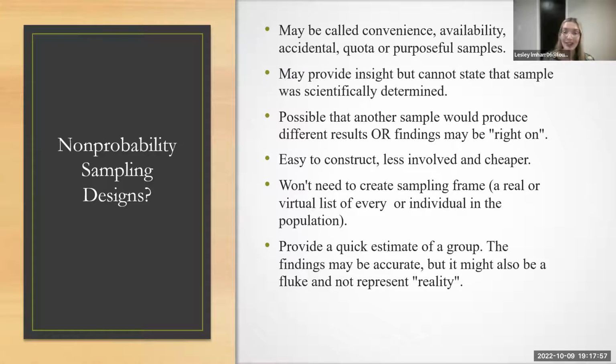You don't need to create a sampling frame, which is a real or virtual list of every individual in the population, because you're just going into that organization and trying to find everybody that fits your inclusion criteria. That could be, let's say, you are interviewing everybody who is a direct service provider. That could be your inclusion criteria. It provides you a quick estimate of the group, but the findings may be accurate, or they might be considered a fluke and not represent reality.